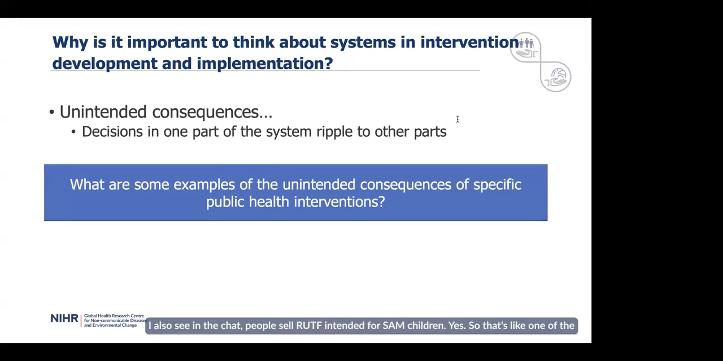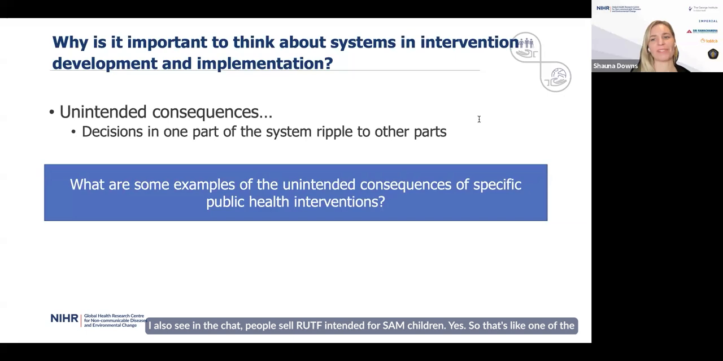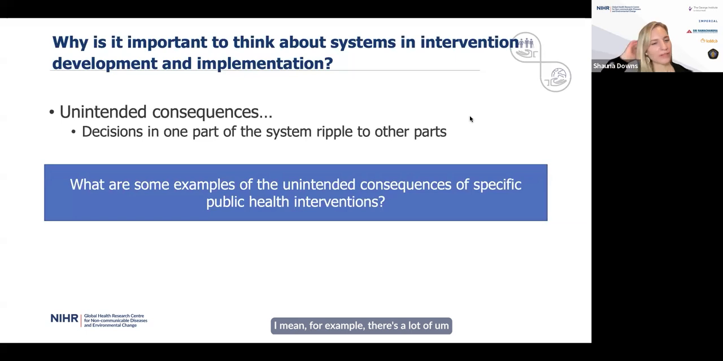I also see in the chat, people say RUTF intended for SAM children. Yes, that's one example. For instance, there are a lot of countries that still have subsidies for fortified oils, as an example.